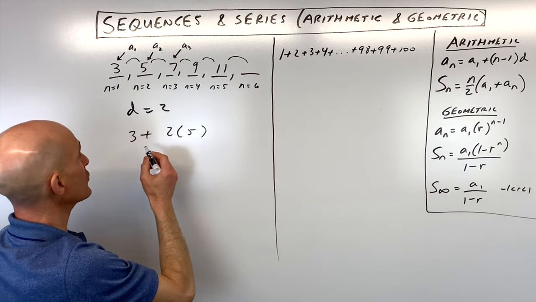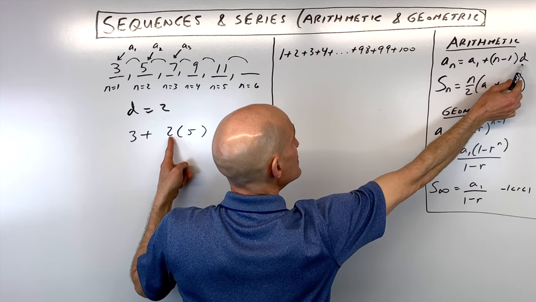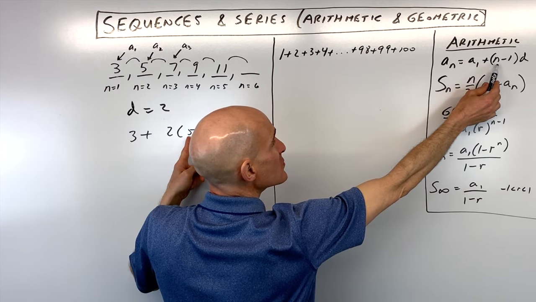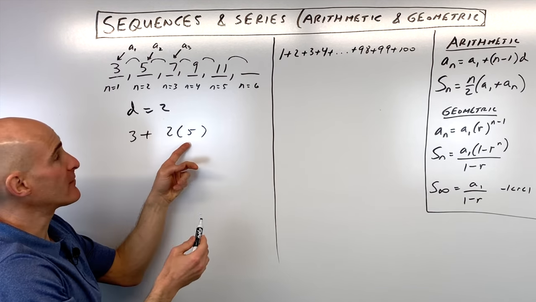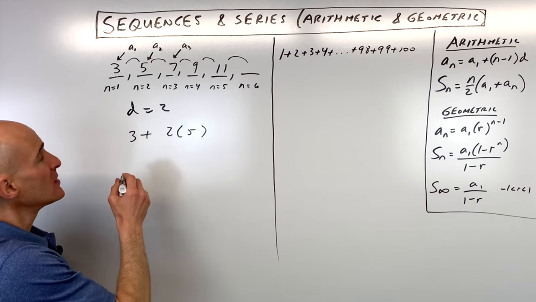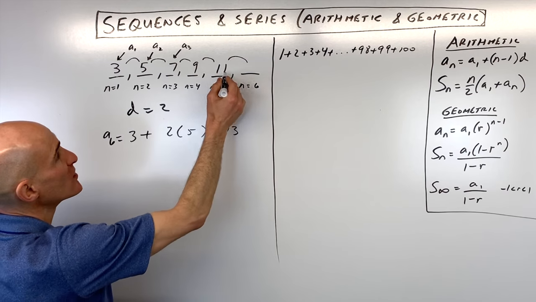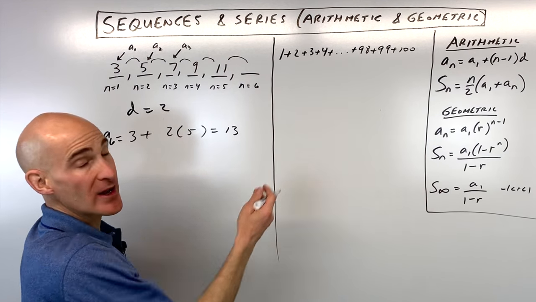You take the first term, a sub 1, plus the common difference, here d, which is 2, times n minus 1. N is whatever term you want. So in this case, we wanted term 6. That's 6 minus 1, which is 5. And you got it. So this would be a sub 6 equals 10 plus 3, which is 13, which we knew already. But say you wanted to find maybe the 20th term.